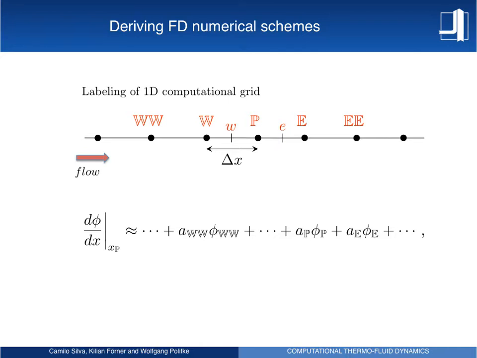We have the information of the value of phi. Let me call it temperature from now on. We know the temperature at E, at EE, at W, and at WW. We know the distance. In this case, it's just a given distance. It can be different from node to node. But the main idea is that the expression of this derivative is going to be given by a linear combination of the information of the temperature at these points. Okay? This is the idea.